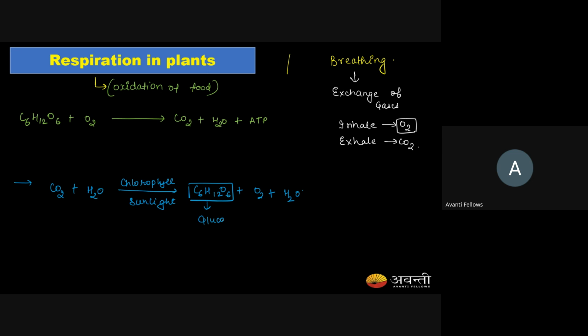So by the process of photosynthesis, we are making glucose, and this glucose is getting broken down in the cell with the help of oxygen. This process is known as respiration. So basically why are we doing photosynthesis? Plants are doing it.